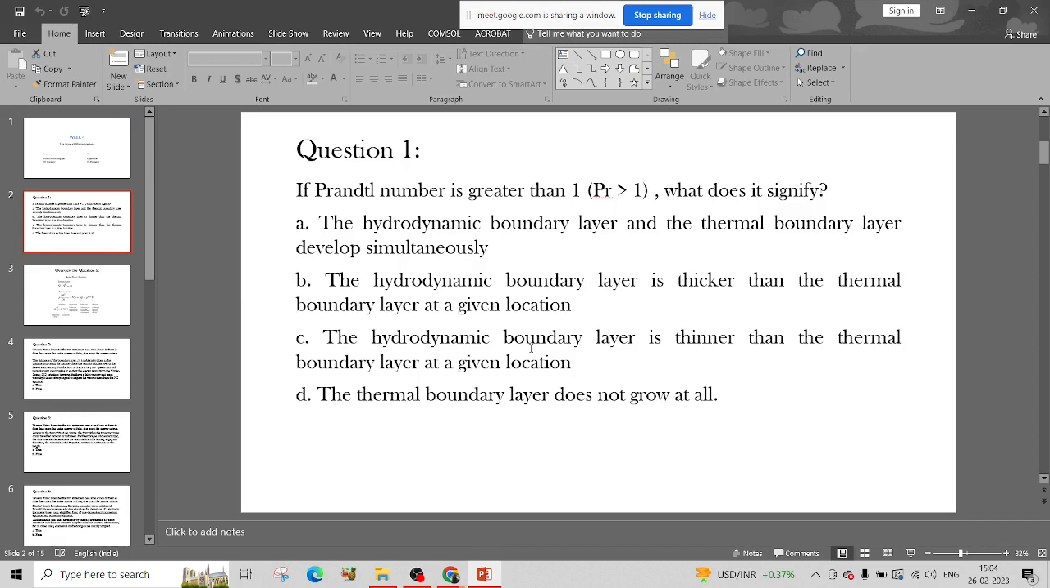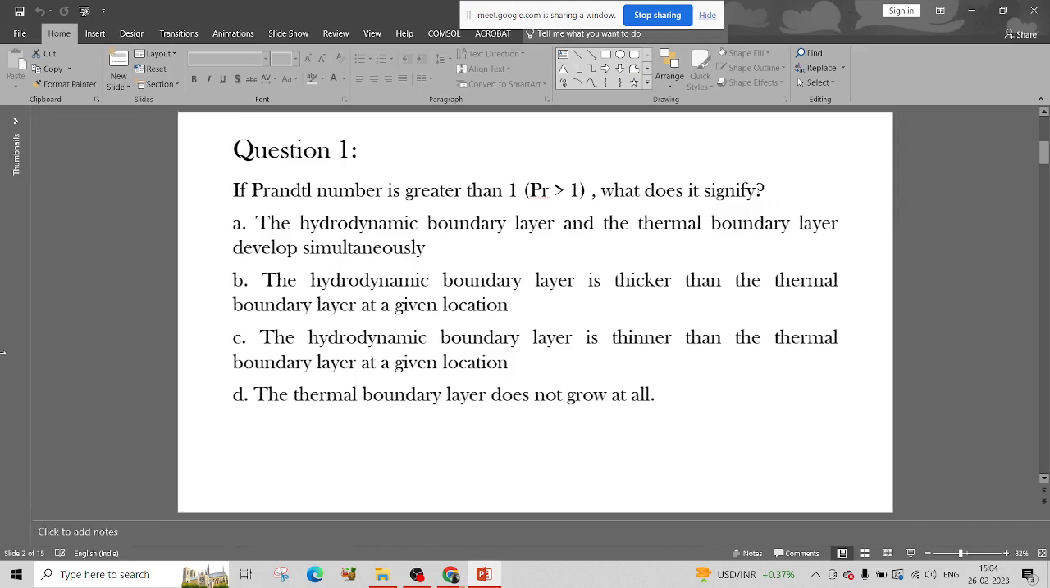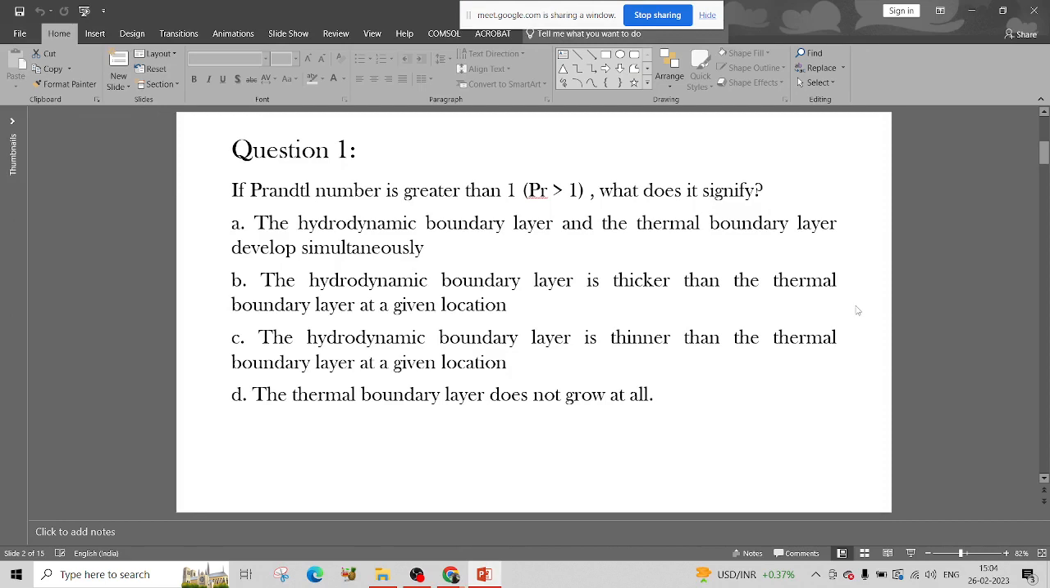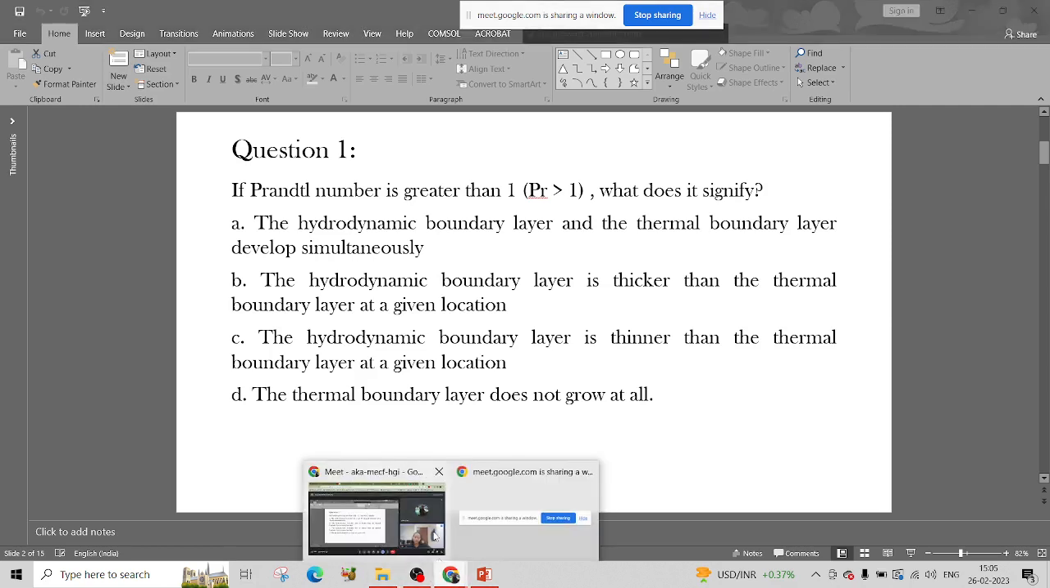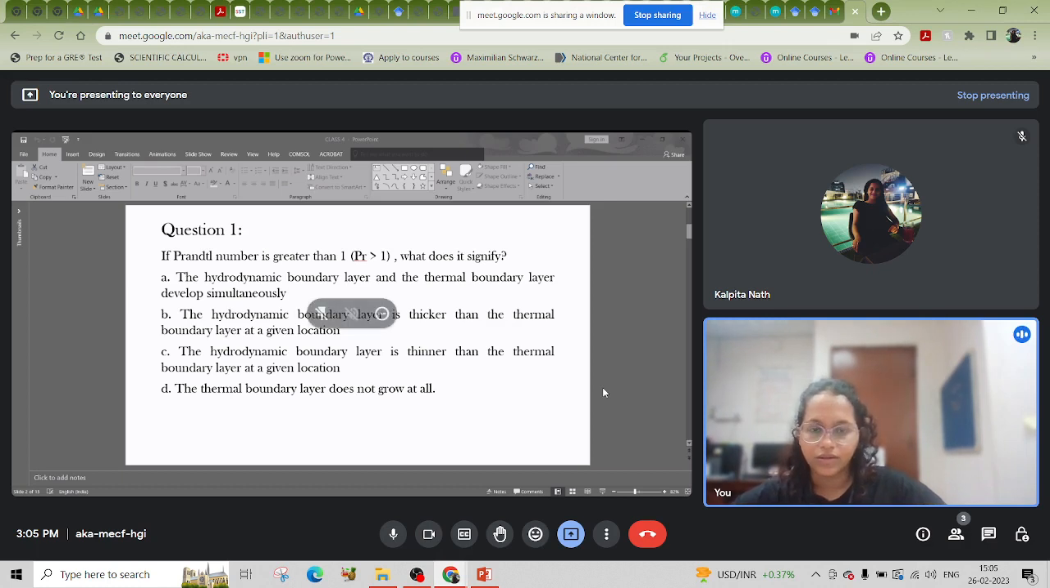This is question number 1, where if the Prandtl number is greater than 1, what does it signify? Whether the hydrodynamic boundary layer and the thermal boundary layer develop simultaneously, or the hydrodynamic boundary layer is thicker than the thermal boundary layer at a given location, or the hydrodynamic boundary layer is thinner than the thermal boundary layer at a given location, or the thermal boundary layer does not grow at all. What will be the answer? I'll give you 1 minute for that because it is just a one line question, and after that we'll go for the solution.